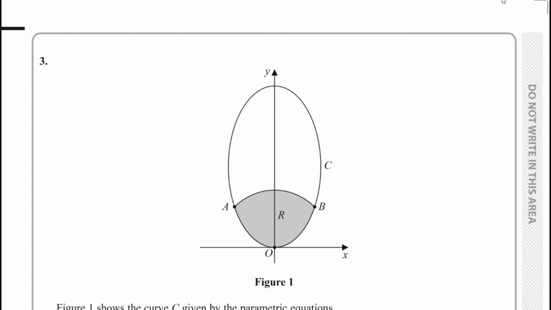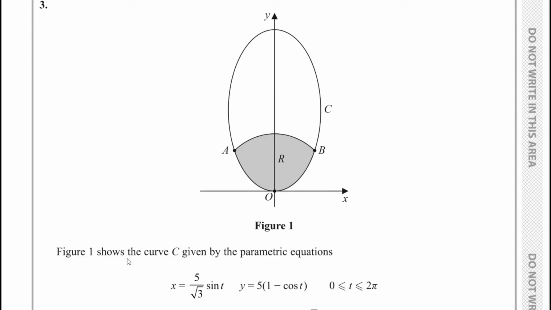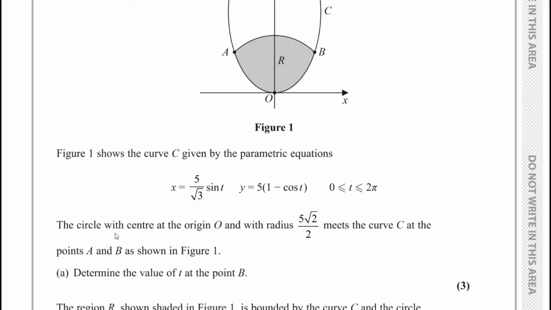Question number 3. Figure 1 shows the curve C given by the parametric equations x equals 5 over root 3 sine t, y equals 5 multiplied by 1 minus cos t, where t is in between 0 and 2 pi. The circle with centre at the origin and with radius 5 root 2 over 2 meets the curve C at the points A and B as shown in figure 1. So we've got this curve C, we've got this circle which meets the curve C at the points A and B.